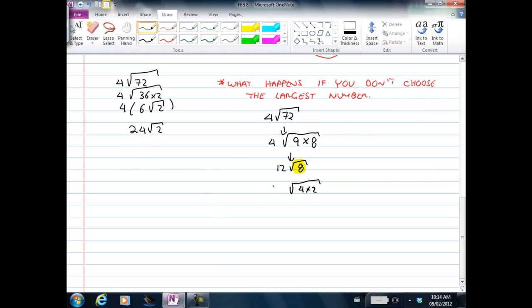times 2. No matter what you do, you always get the same answer, but it's just a matter of how much work do you want to put in. Guys and gals, voila, that's how we simplify.